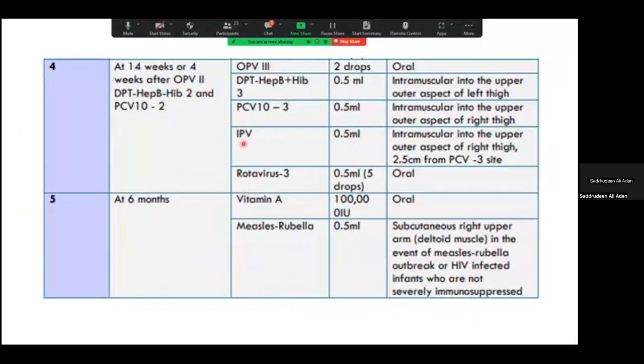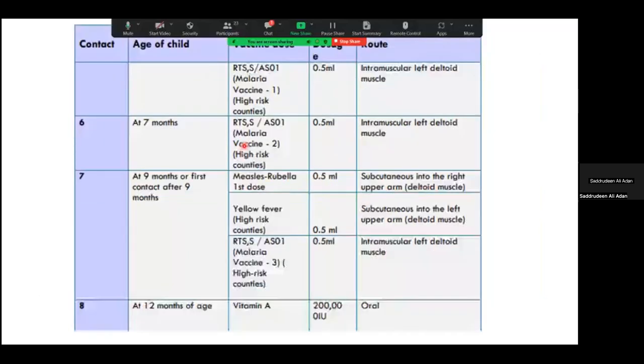At 6 months, we have to give vitamin A. Measles may be in outbreak, but just ignore that information. Give vitamin A, and the malaria, just ignore about it. Vitamin A at 6 months is important. That one, don't forget. At 7 months, you can give malaria. At 9 months, you can also give malaria. At 9 months, the first measles, in case there was no outbreak before, then yellow fever in high-risk counties also. But it's not routinely done in Nairobi because we don't have an outbreak of yellow fever.